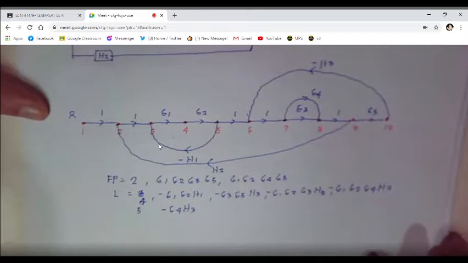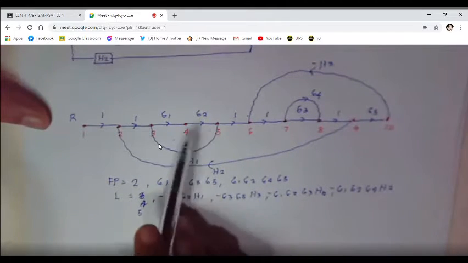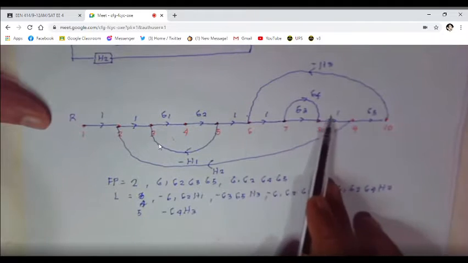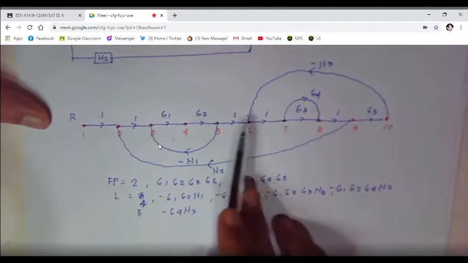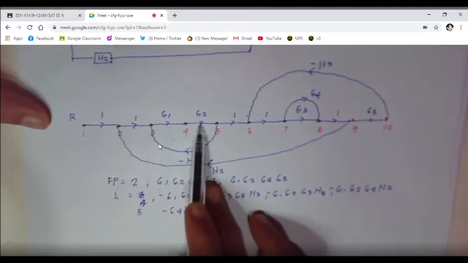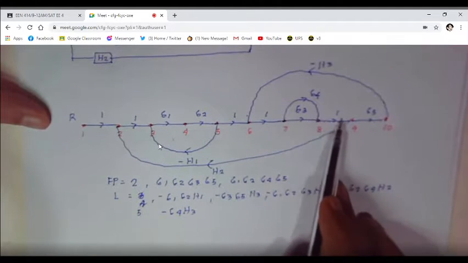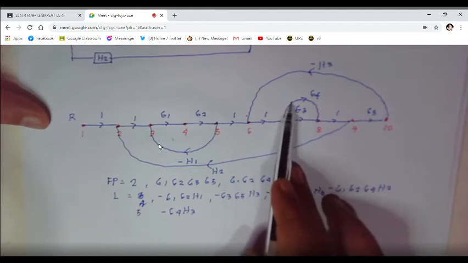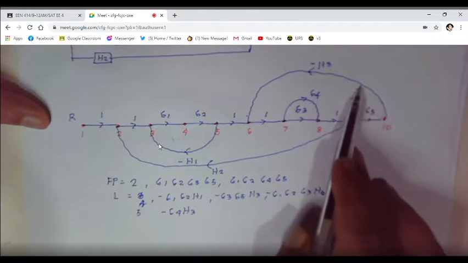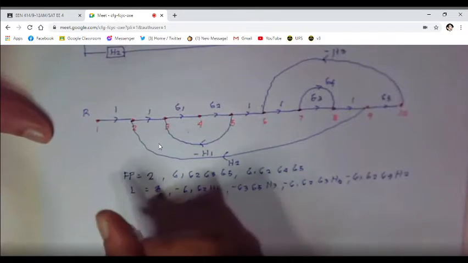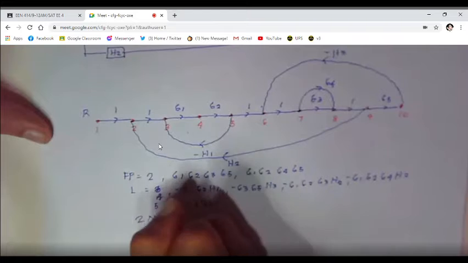Okay, ulitin natin yung 5 loop. 1, 2, 3, 4, okay, and 5. Ito. So, 5 loop. Okay. 2 non-touching.